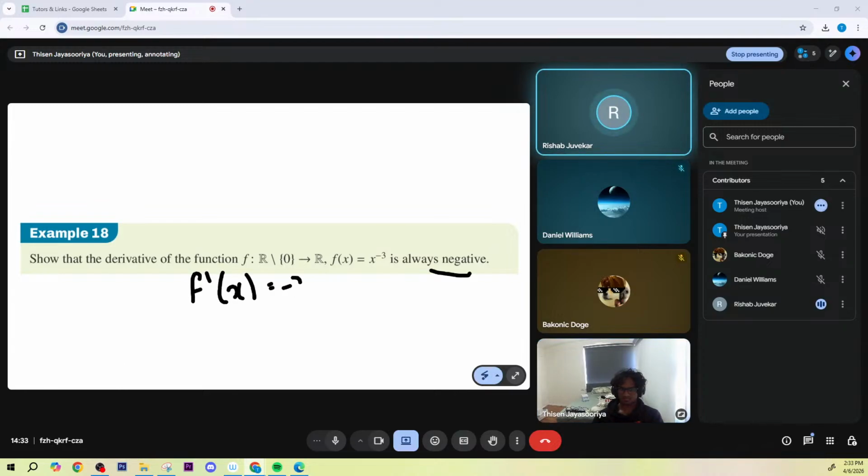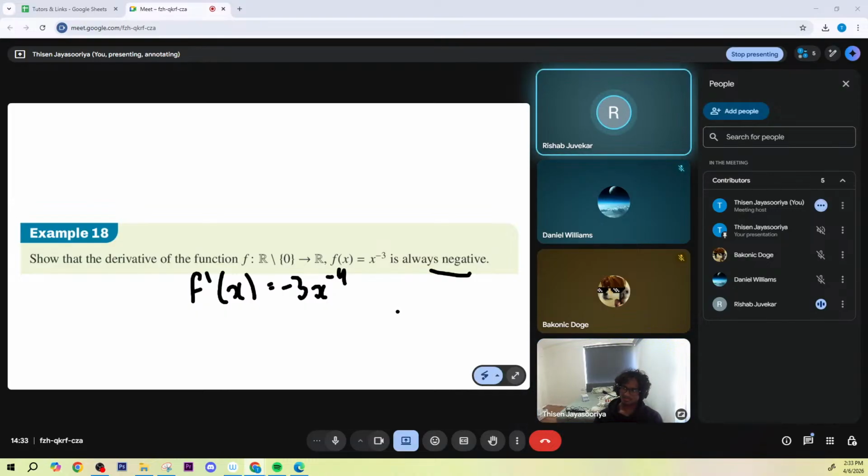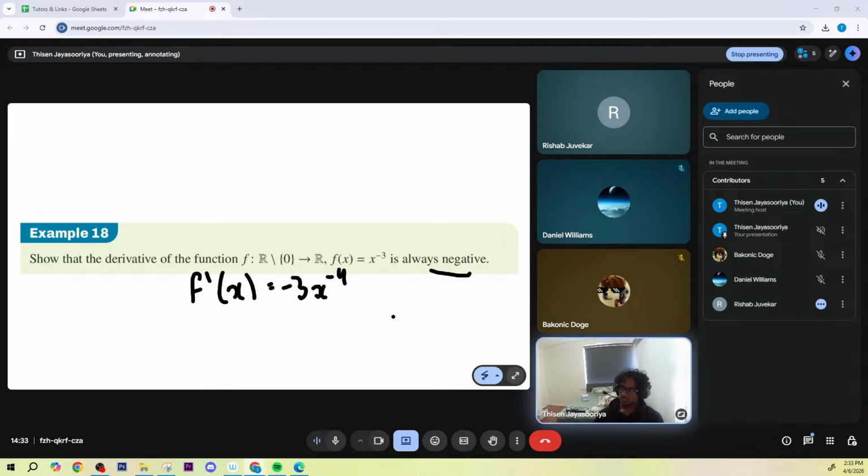-3x to the power of -4. Yeah. And then how can I show that this is always negative? Maybe make it less than 0. Yeah, is there maybe an easy way for me to do this? To show that?